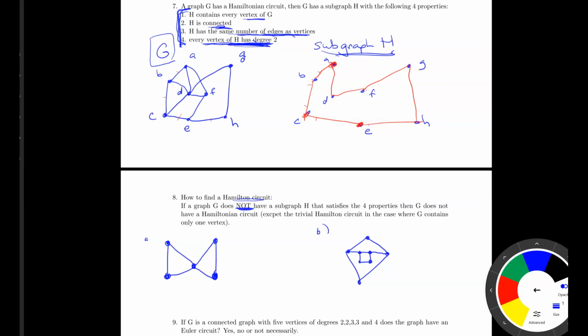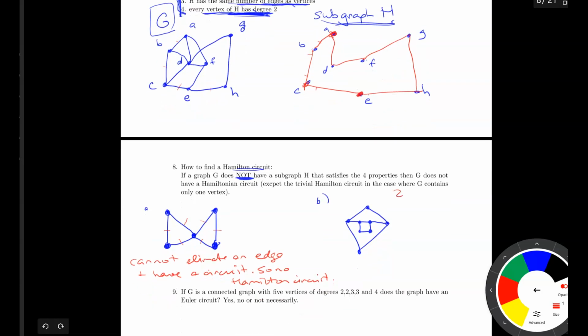So if I cannot do one of these 4, then I can say there's no Hamilton circuit. All right, so let's count the number of vertices. 1, 2, 3, 4, 5 vertices. How many edges? 1, 2, 3, 4, 5, 6 edges. Okay, so if I take away an edge so that I have the same number of vertices and the same number of edges, then it's not going to be a circuit. So I cannot eliminate an edge and have a circuit. So no Hamilton circuit can be made here.